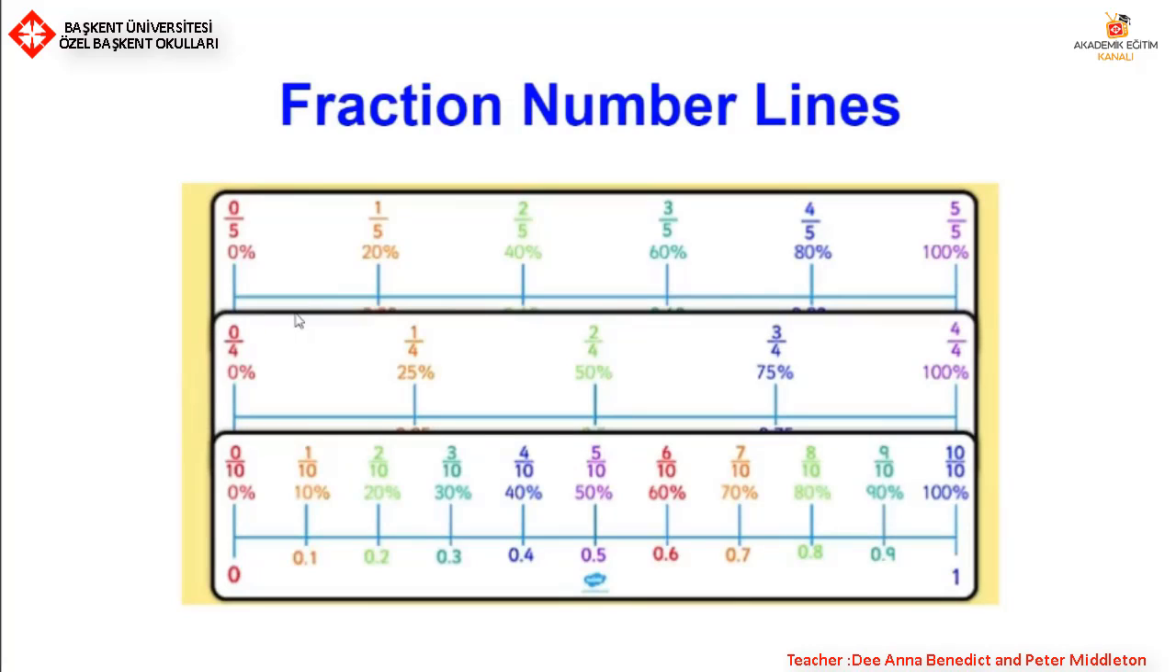Here are fraction number lines, and in this picture you can see a number line and fractions along the number line. So on the right is 100%, a whole fraction, and if we count backwards you can see that there are smaller and smaller fractions. On the left there's 0%, it's 0 out of the whole number.